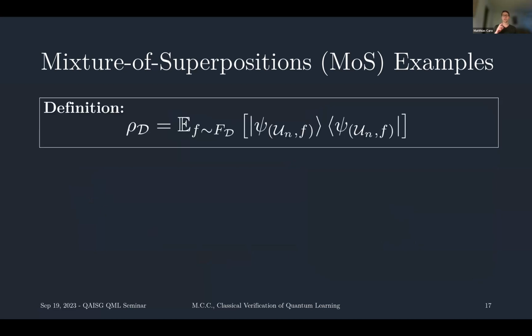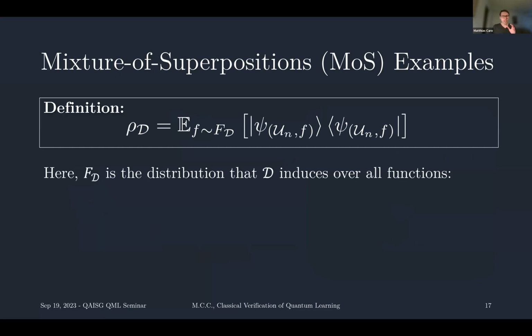What we say is that a mixture-of-superpositions example is a copy of this quantum state where we take an expectation value over a function drawn from the distribution f subscript D, and then we take an expectation over the corresponding pure superposition states. And now I should tell you what this distribution f is. It's actually the only sensible distribution you can come up with.